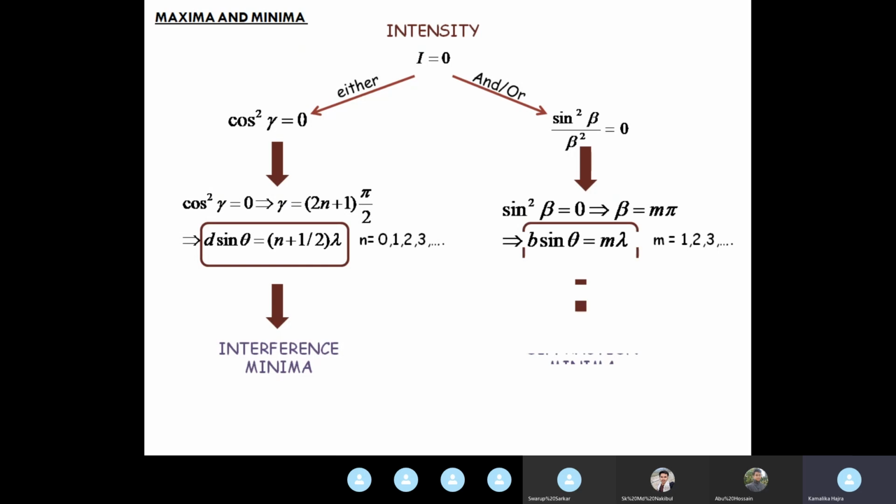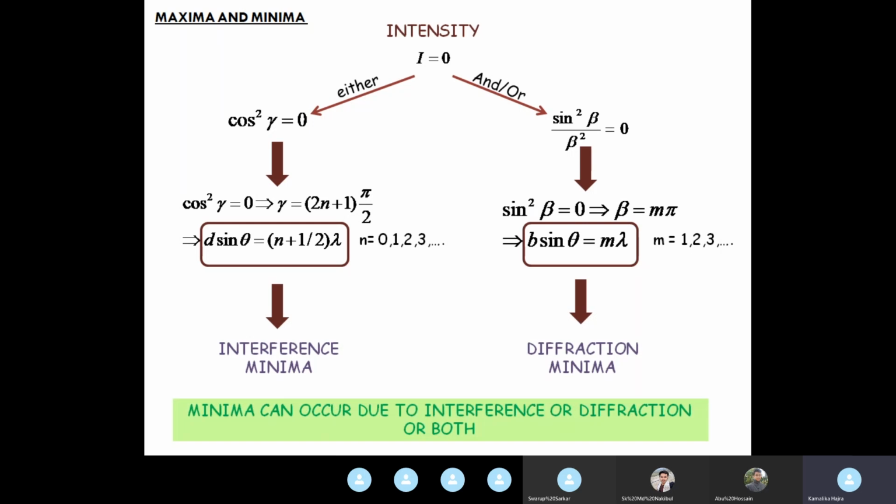Okay, so this b sine theta equal to m lambda, as we know from our discussion on single slit diffraction, these are the positions of diffraction minima. So I equal to 0 may be either for interference minima or for diffraction minima, or both together. Okay. So minima can occur due to interference or diffraction, or both.